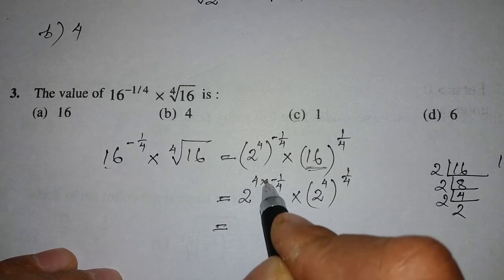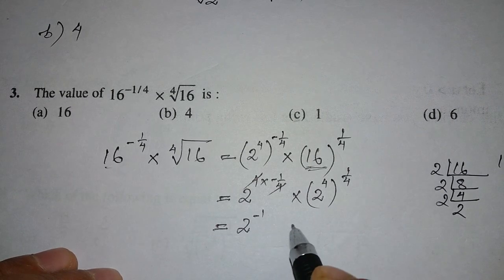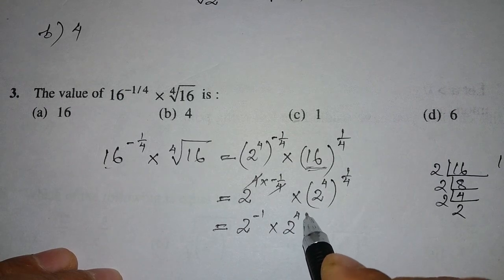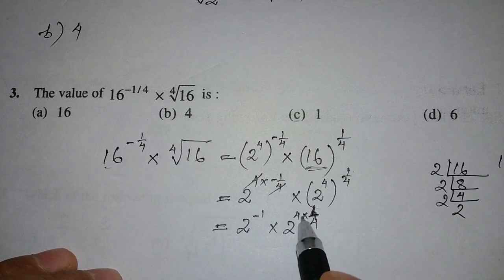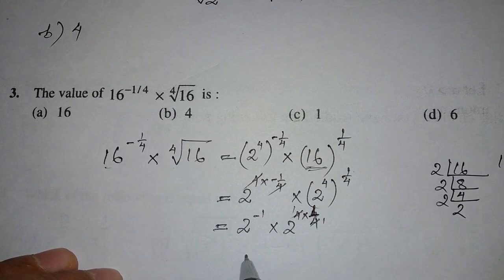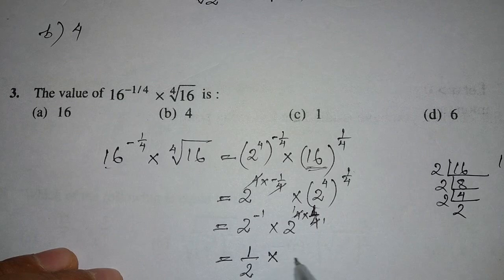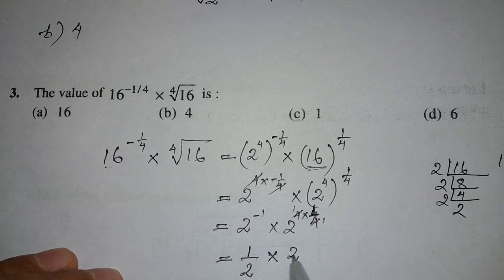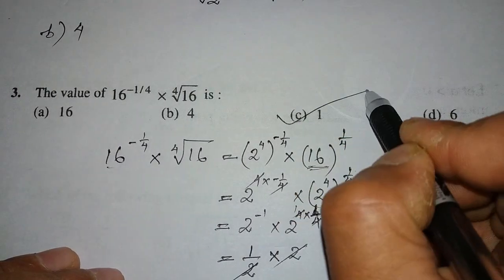This is equal to 4 cancel out, so you have here 2 to the power minus 1, and here 2 to the power 4 into 1 by 4. Power and power you have to multiply. 4 ones are 4, 4 ones are 4, so you have here 2 raised to the power minus 1. It simply means 1 by 2, and into 2. Power is 1 here. Now you can cancel out this, and now what we got here is 1. So C is the answer.